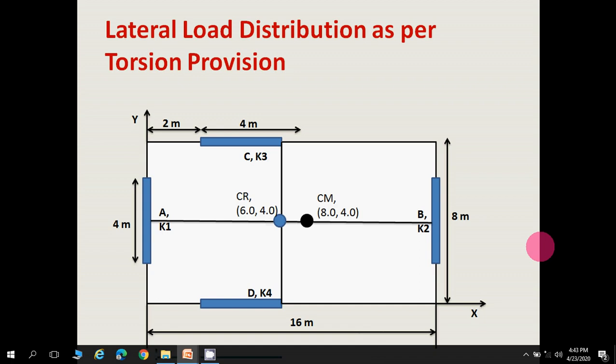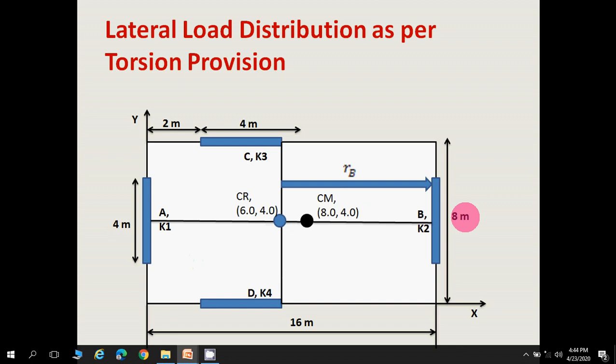So for wall A, the distance is taken as 6.0, because this is 6.0 meter distant from the center of rigidity point. And if you are talking in terms of coordinate system, then upward of this point will be taken as positive and downward of this point will be taken as negative. Similarly, on this side will be taken as positive and on this side will be taken as negative. So RA value will be minus 6.0.